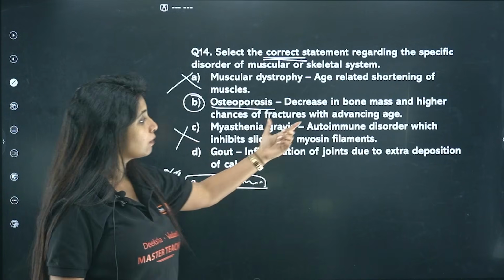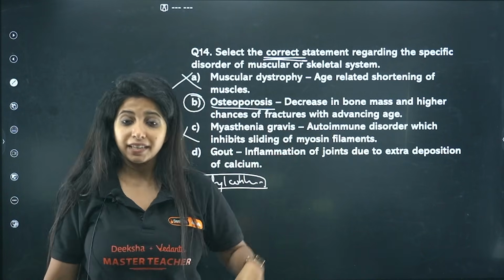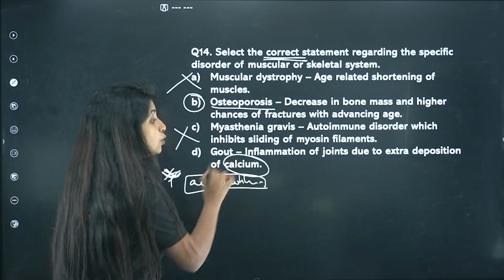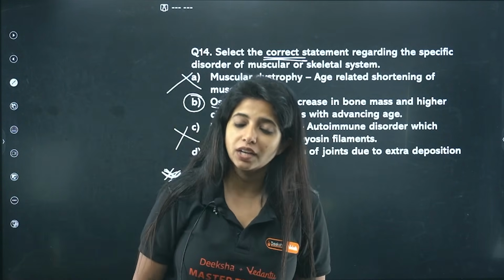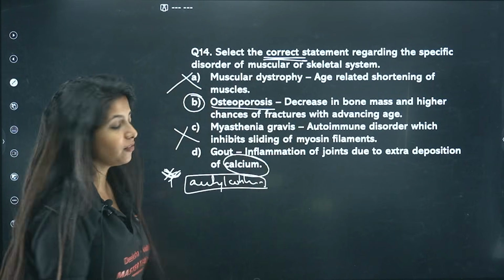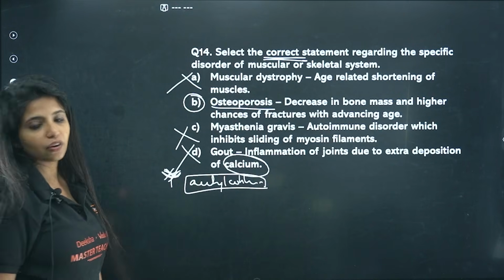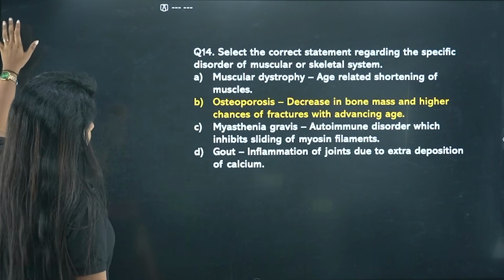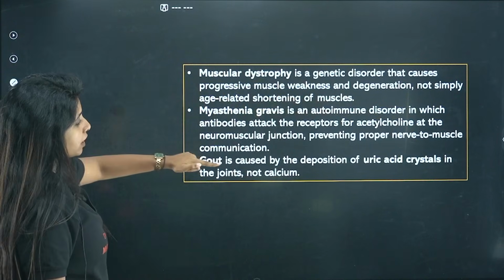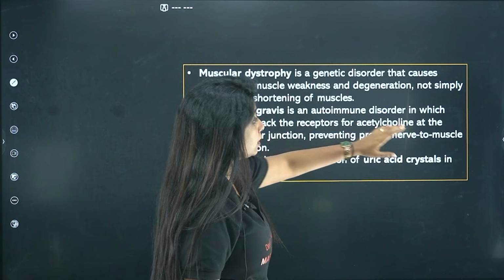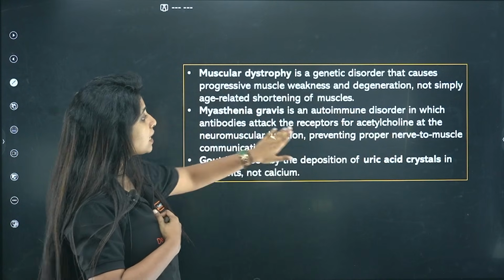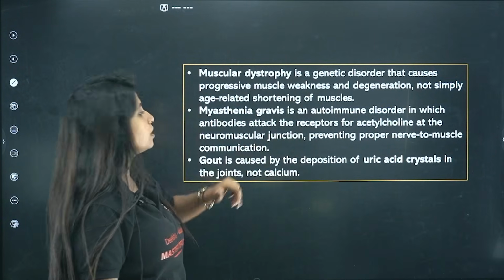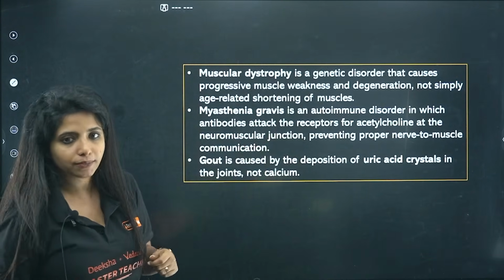Now gout, inflammation of joints due to extra deposition of calcium. Yes, it happens in joints, but it's not because of calcium. It happens because lots of uric acid crystals are accumulating out there, which is why there's pain and things like that. So obviously this particular statement is also going to be wrong. So what is the correct statement? It will be B. Over here I have written everything. Myasthenia gravis is an autoimmune disorder in which antibodies attack the receptors for acetylcholine at the neuromuscular junction, preventing proper nerve to muscle communication. Got it?